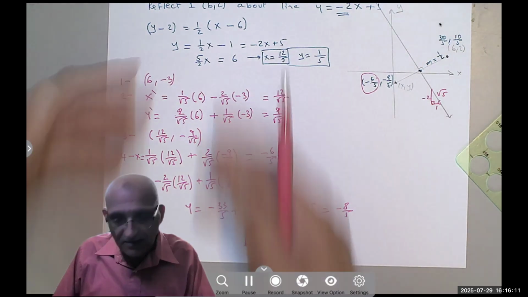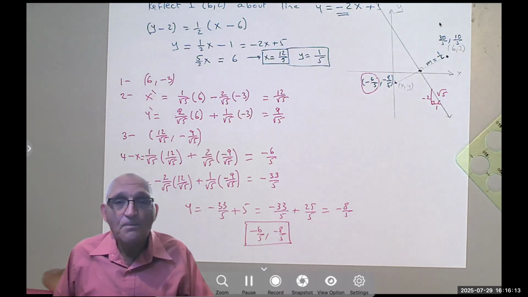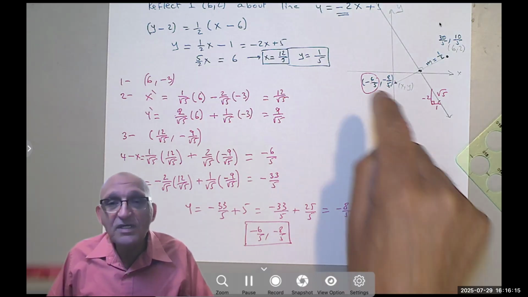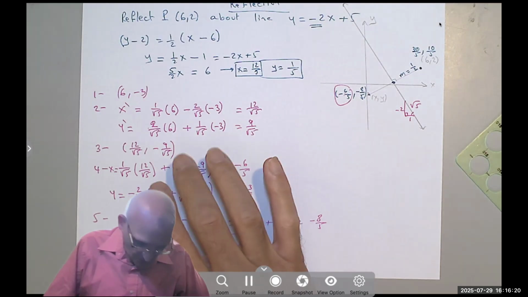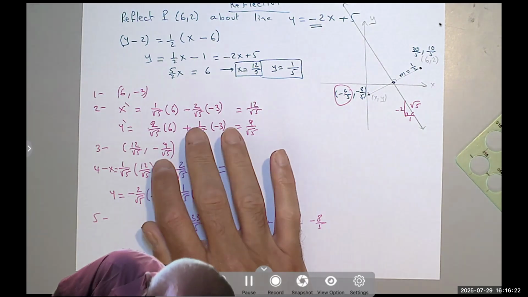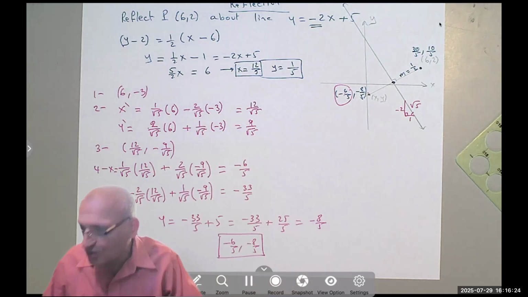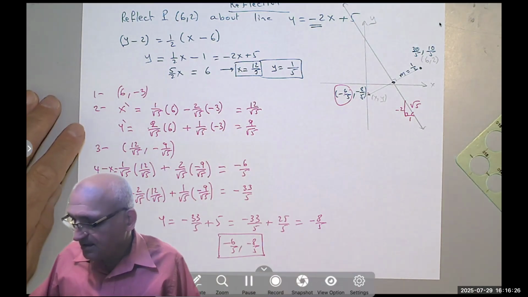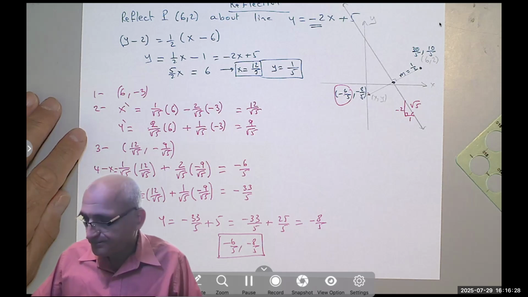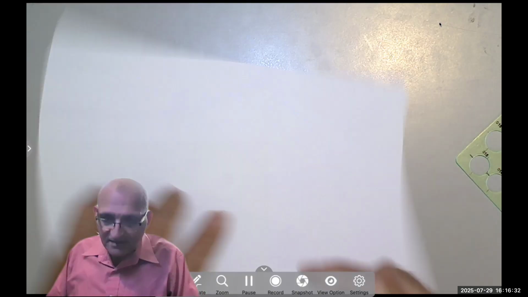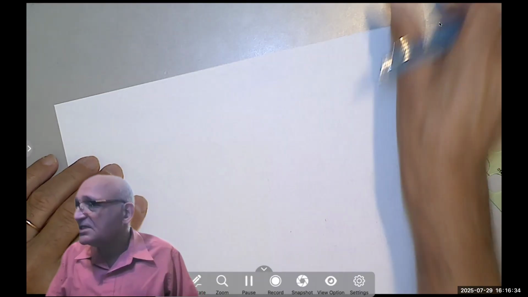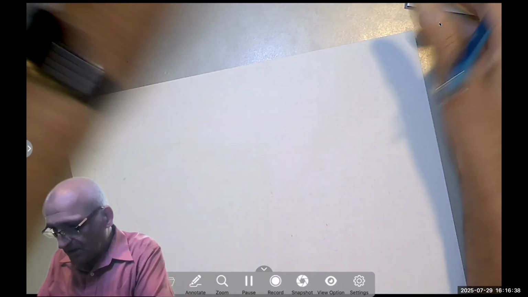And you say, but this is longer. Yes, it's longer, but you have to use it if you are reflecting a more complicated shape. Let's take another example and say reflect a line. So maybe I thought I had an example. Can't find it now. I had written down an example.